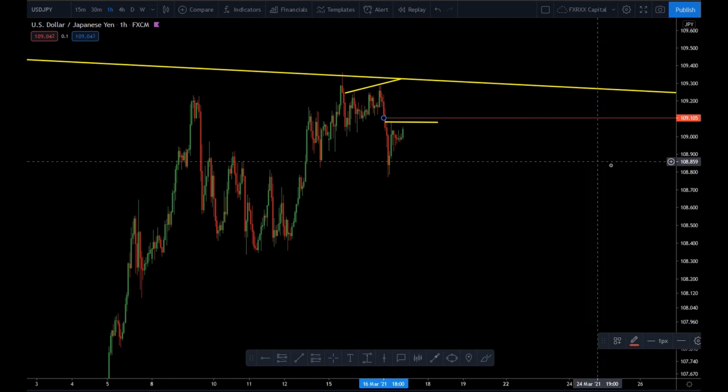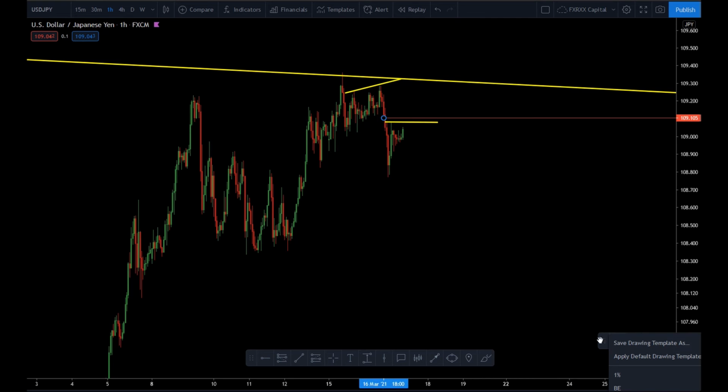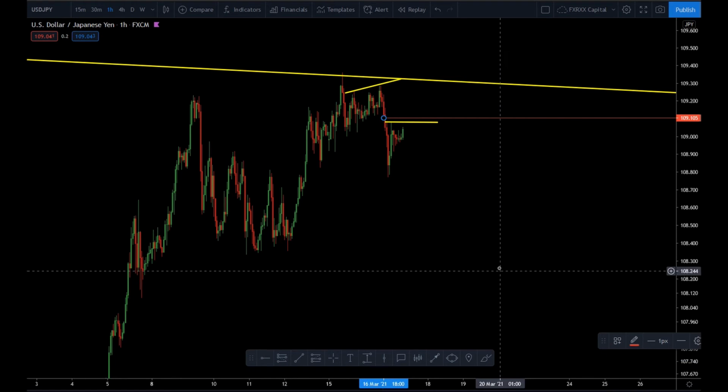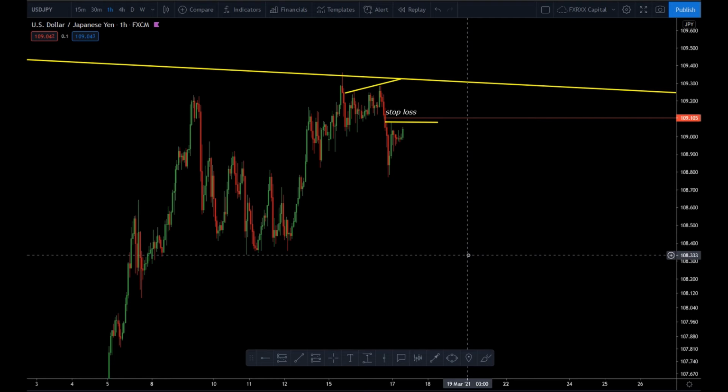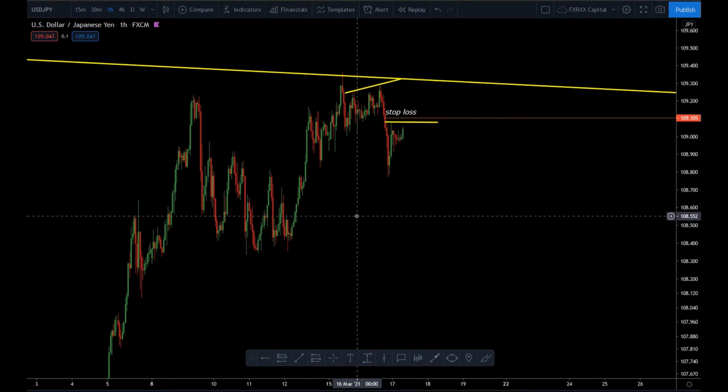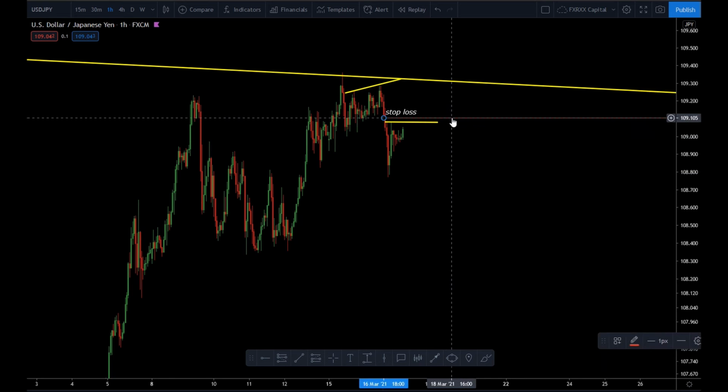Normally I will trail the stop loss above the structure for the first position and set my stop loss. So we're going to cut our risk as soon as possible and let our profit run as soon as possible. To do that, you need to have the experience to trade the stop loss within the structure. So this will be the setup for this pair.